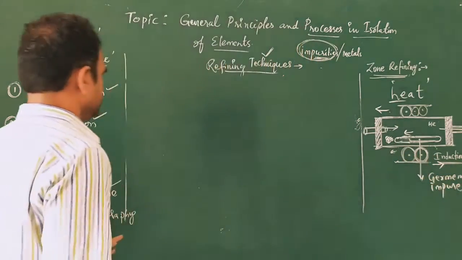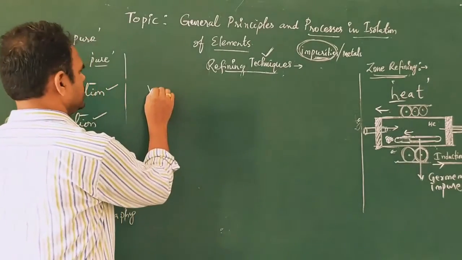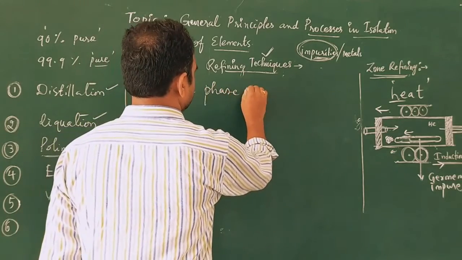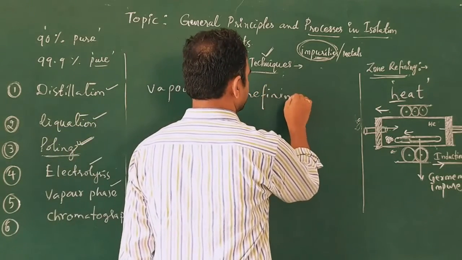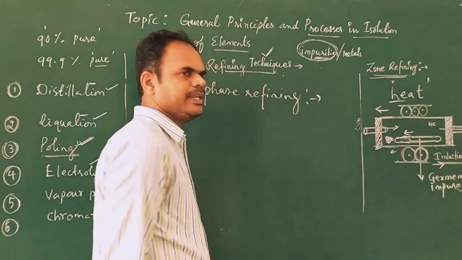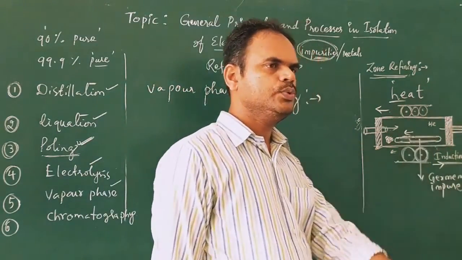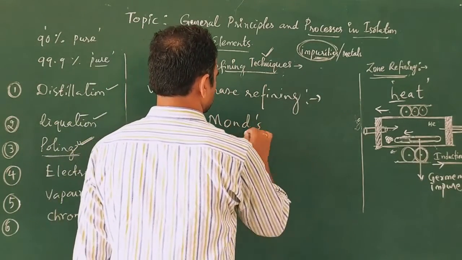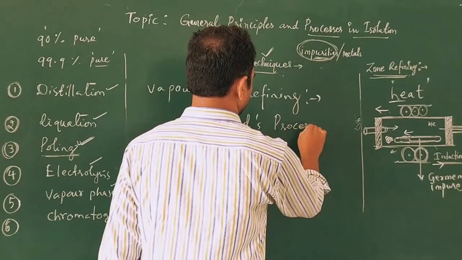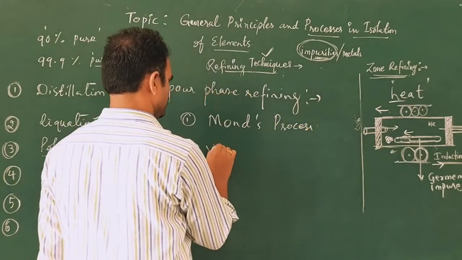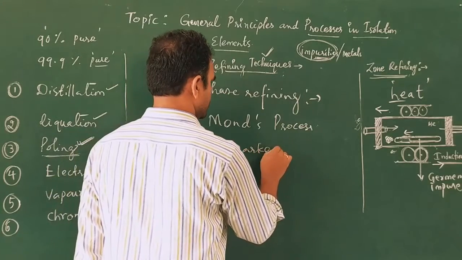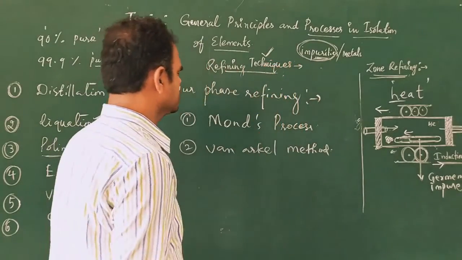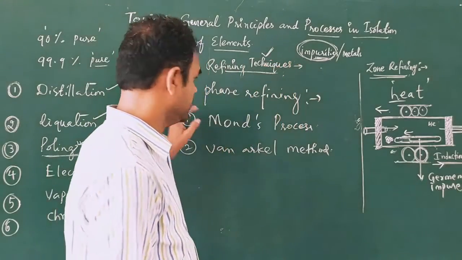Okay. Now the next method I am going to discuss is the vapor phase refining technique. Vapor phase refining techniques are classified into two. One is Mond's process, and number two is the Van Arkel method. Two methods we say. The vapor phase refining technique is divided into these. This is also very important.